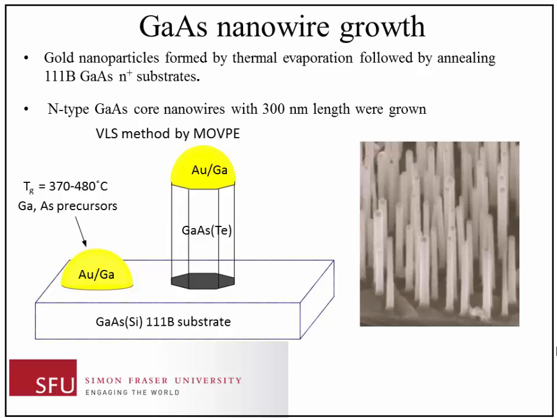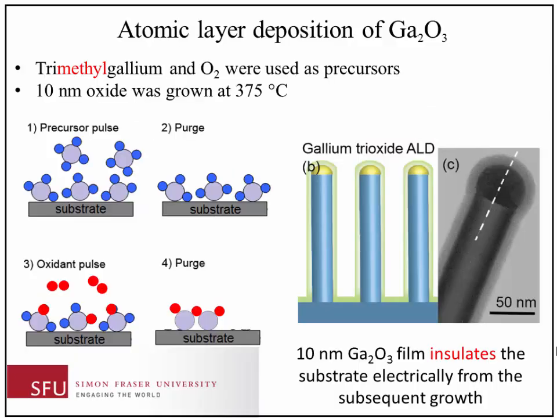Here is a picture of an array of gallium arsenide nanowires. We can control the doping: N-type doping with tellurium, and P-type doping by introducing zinc sources. The next step is we use atomic layer deposition to deposit gallium trioxide all over the substrate with the grown nanowires. Here is the schematic of the final device after deposition. It's a 10 nanometer film of gallium trioxide that covers the substrate and also all over the nanowires and gold particle.